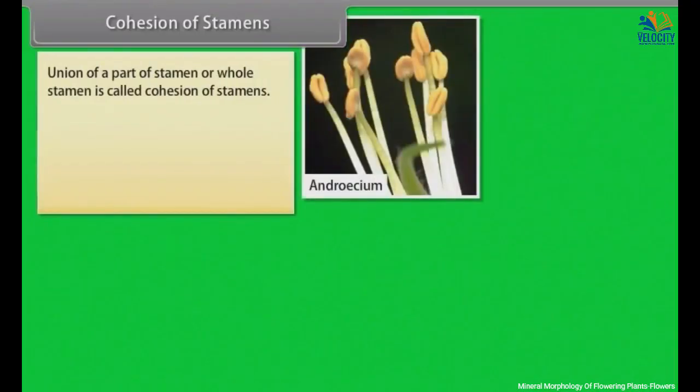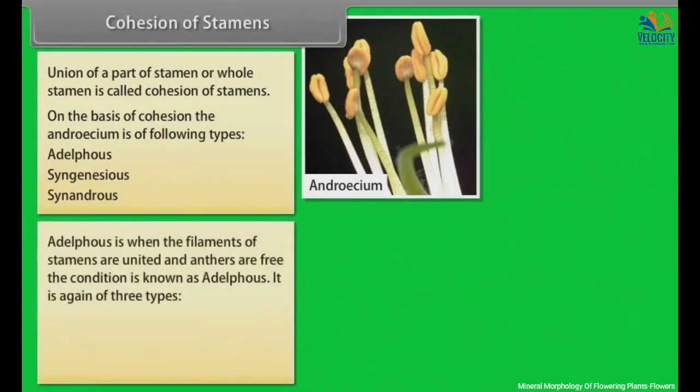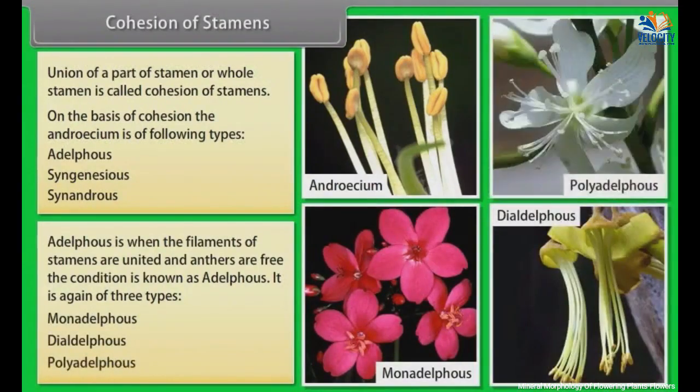Cohesion of stamens. Union of a part of stamen or whole stamen is called cohesion of stamens. On the basis of cohesion, the androecium is of the following types: adelphous, syngenesious, synandrous. Adelphous is when the filaments of stamens are united and anthers are free. The condition is known as adelphous. It is again of 3 types: monadelphous, diadelphous, polyadelphous.